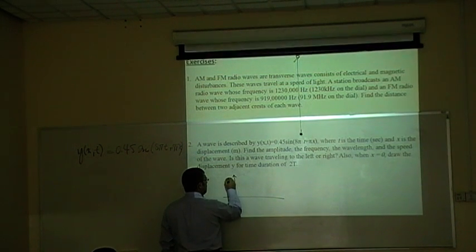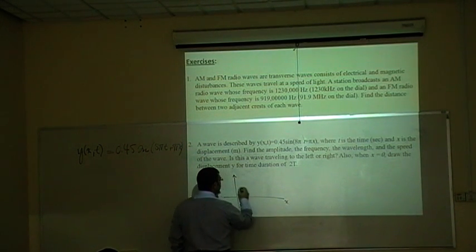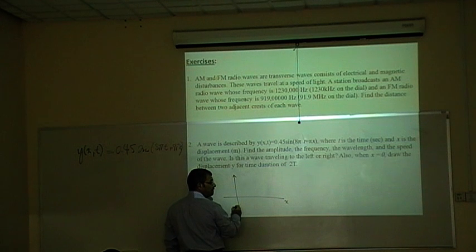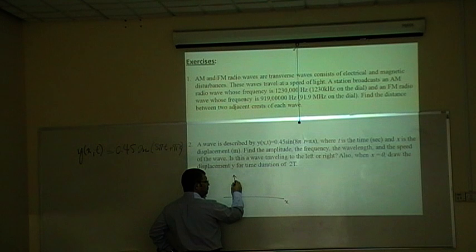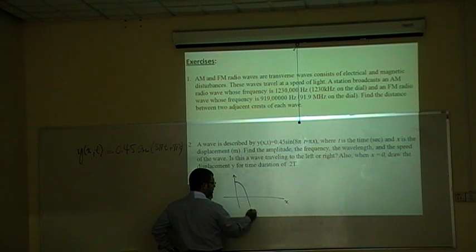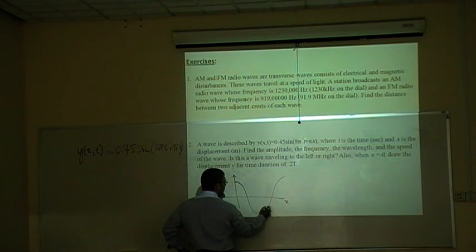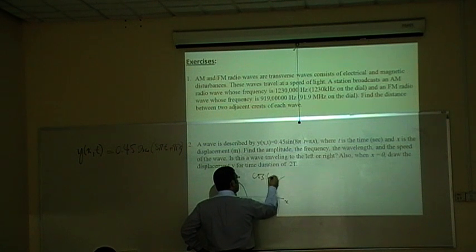Okay, so this is x, and this is the answer. Let's start with the cosine. Cosine, y-axis. It starts from cosine 0 is equal to 1, and then it goes like this. Okay, and so this is cosine theta.